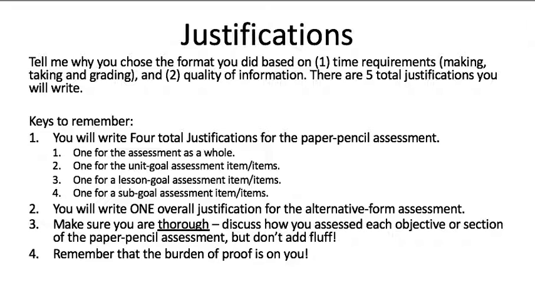The justifications. There are 5 total justifications that you are going to write regarding how you made your choices to balance time and quality. Keys to remember. There are 4 justifications that you are going to write for the paper and pencil assessment. One for the assessment as a whole, where you talk about holistically, how did I manage and balance out everything throughout the whole assessment in terms of validity, reliability, and bias.